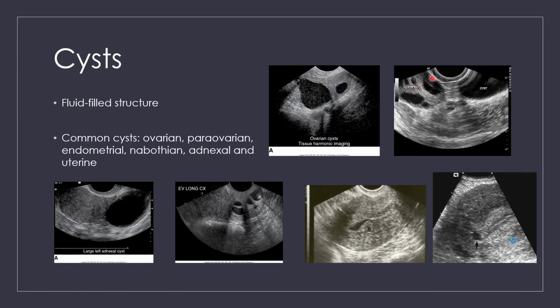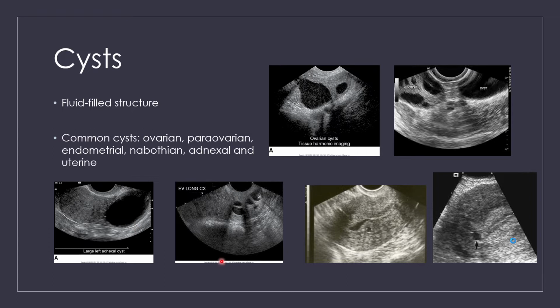So these are ovarian cysts because this is an ovary that I'm outlining here. But this big cyst over here, that's a para-ovarian cyst. So para-ovarian just means that it's around the ovary. Here we have a large adnexal cyst. Excuse me. So adnexal just means the region outside of the uterus.